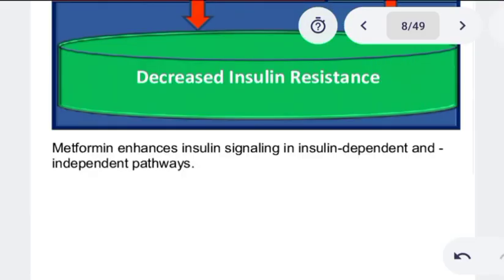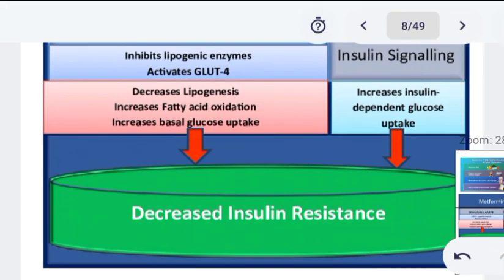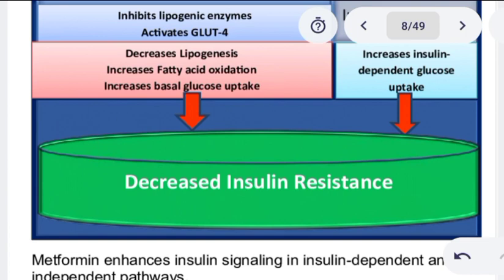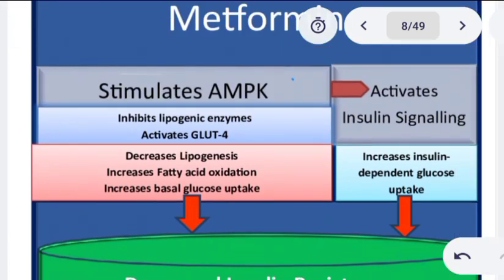But how can we manage this condition? For this condition, we've got the drug that we call metformin. Metformin is a very important drug. It stimulates the enzyme that we call adenosine monophosphate kinase. Once it stimulates this enzyme, it will undergo different processes, and at the end of the day, it's going to inhibit lipogenic enzymes. These are simply enzymes that are involved in lipogenesis.